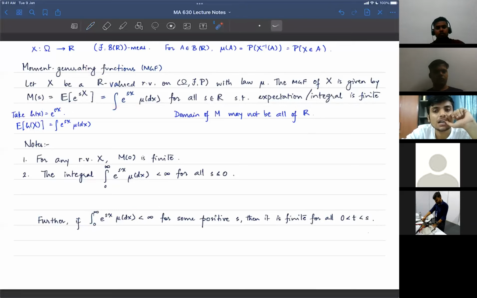Zero, right? Because if s is 0, you have e to the 0, which is 1. Take any random variable x, e to the 0 is 1, so expectation of 1 is 1. So M of 0 is going to be finite for every random variable, no matter which random variable you take. Now let me ask you, can you think of a random variable where for other values of s, this may not be finite?